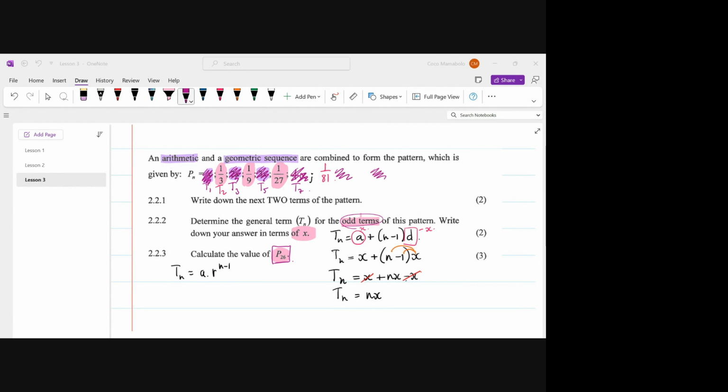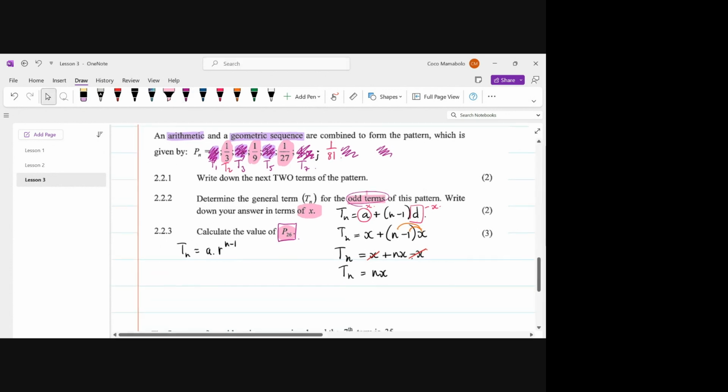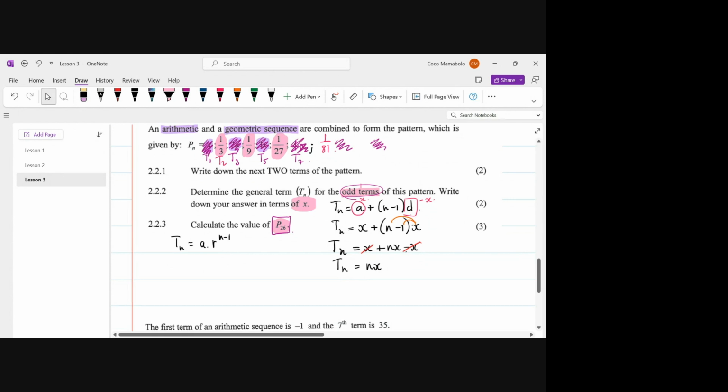All right, so please, guys, calculate for P13 for me. Let's punch in the values that we've got here. We'll say T13 or P13, it won't make a difference, is equal to our a value, 1/3, multiplied by our common ratio, which was also 1/3, to the power of 13 minus 1. And we can punch that into a calculator. Somebody please give us an answer.